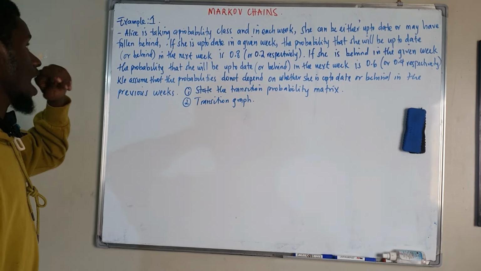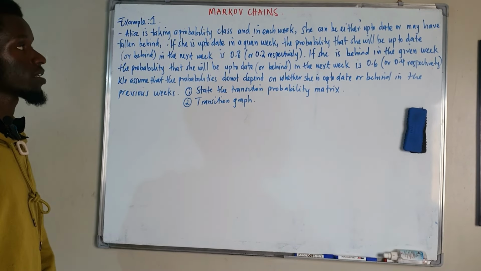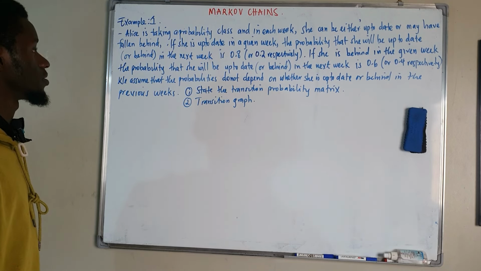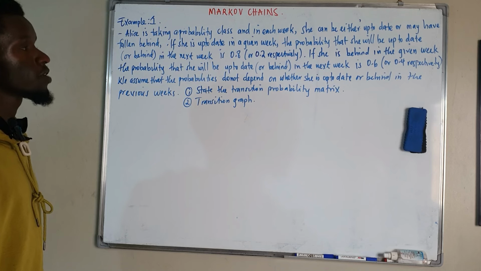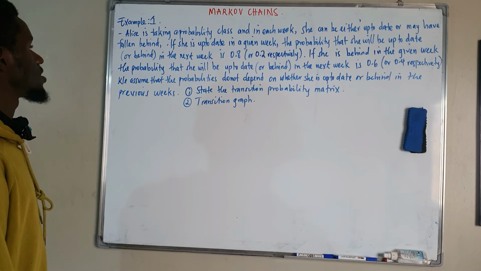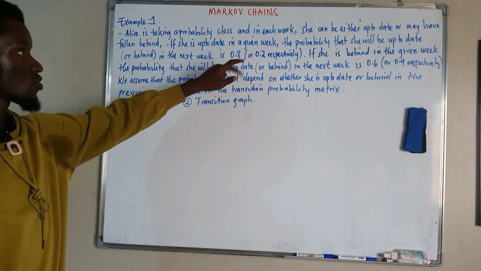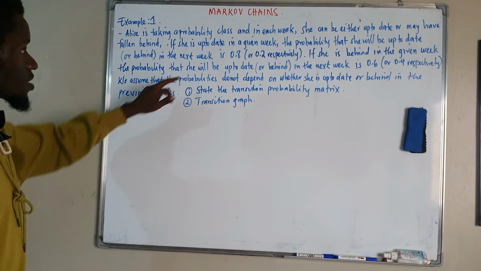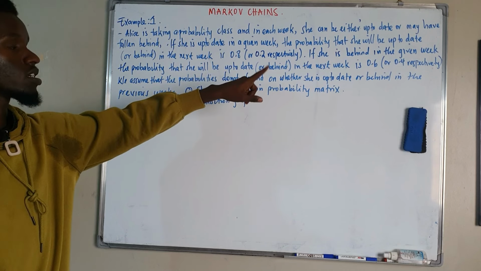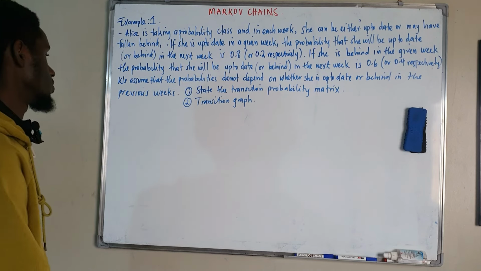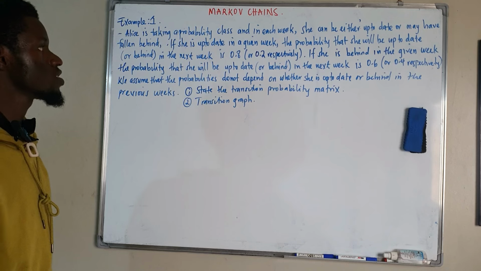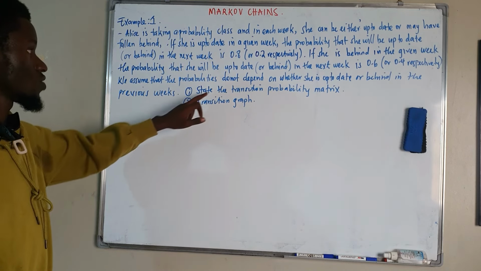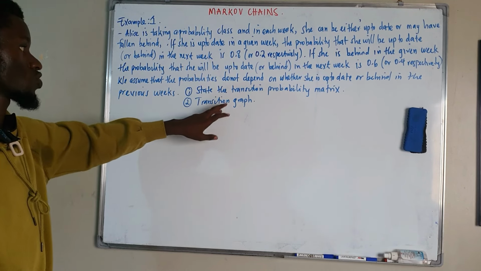Our example 1 says that Alice is taking a probability class. In each week, she can either be up to date or she may have fallen behind. Now, if she is up to date in a given week, the probability that she will be up to date or behind in the next week is 0.8 and 0.2 respectively. If she is behind in a given week, the probability that she will be up to date or behind in the next week is 0.6 and 0.4 respectively. We are sure that the probabilities do not depend on whether she was up to date or behind in the previous weeks. Therefore, let us state the transition probability matrix and then the transition graph.